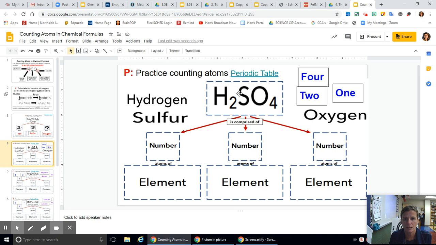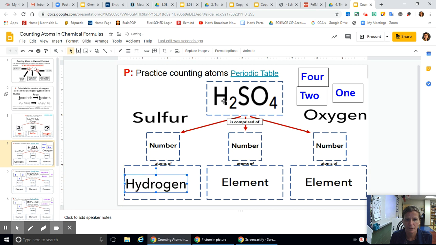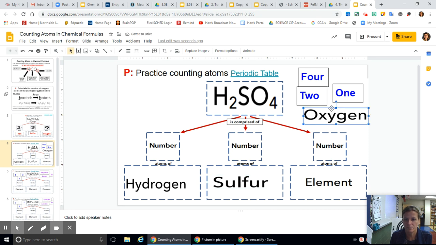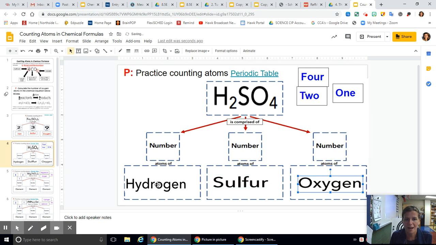So here, let's look at this chemical formula or compound. Look for your capital letters. So we have hydrogen, sulfur, and oxygen. Now I want to know how many atoms of hydrogen do I have. So looking at hydrogen subscript, I have 2.